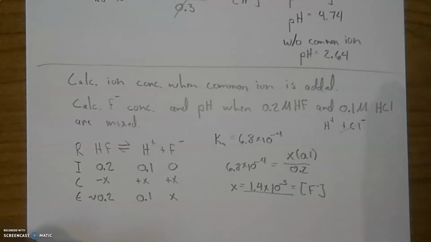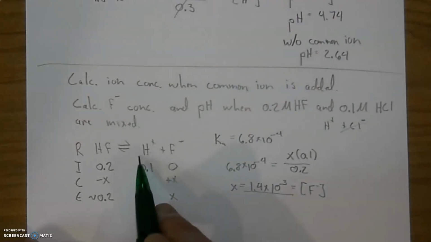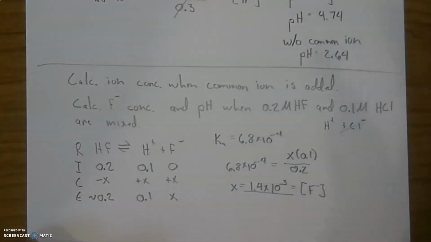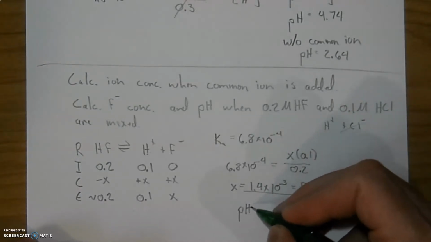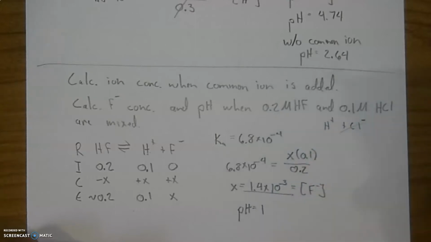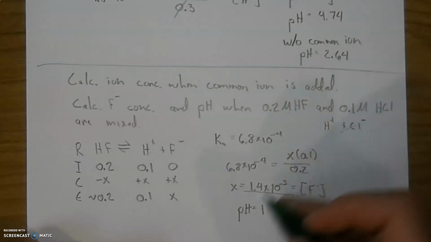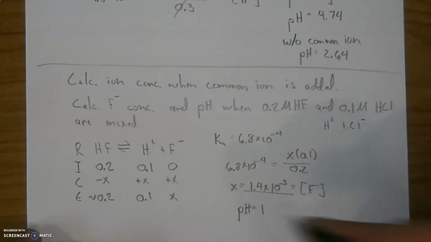The other part is to calculate the pH value. Well, here's the hydrogen concentration, which really just came from here. It's the same thing. So if we go ahead and run that, I don't think I really need to get my calculator out for this. The pH is 1. Done.